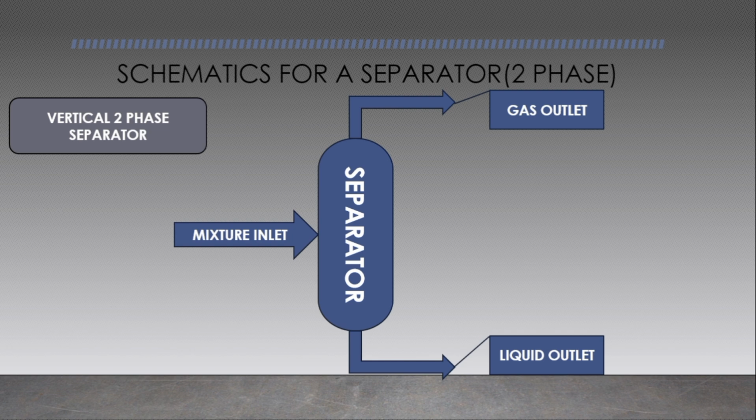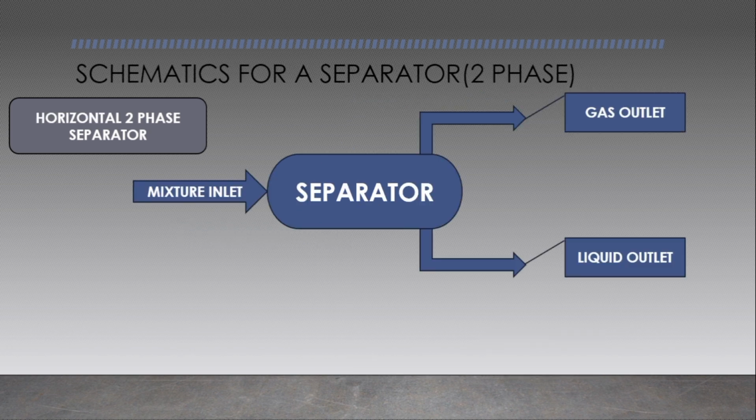You have the mixture inlet, which goes into the separator, and the gas outlet at the top, because gases are light, so they tend to go up, while your liquids go down in a vessel. So the liquids are at the bottom, liquid outlet, and the gas outlet at the top. That's for a vertical separator. For the horizontal separator, the 2-phase horizontal separator, it's horizontal, as you can see.